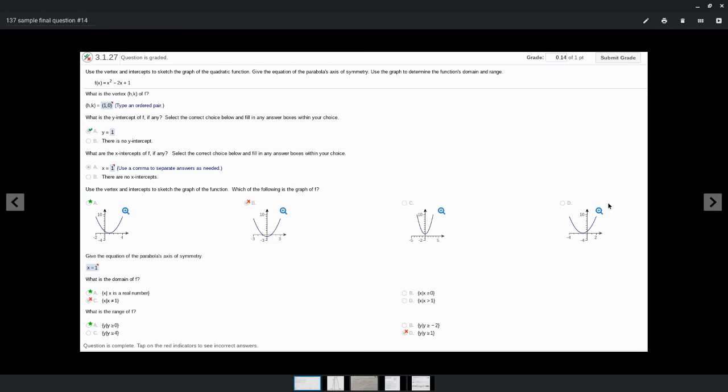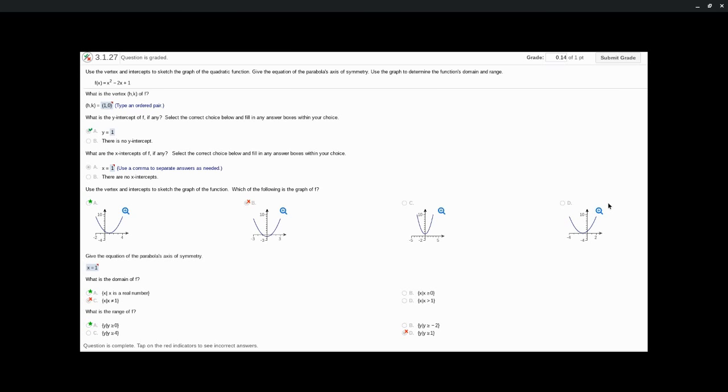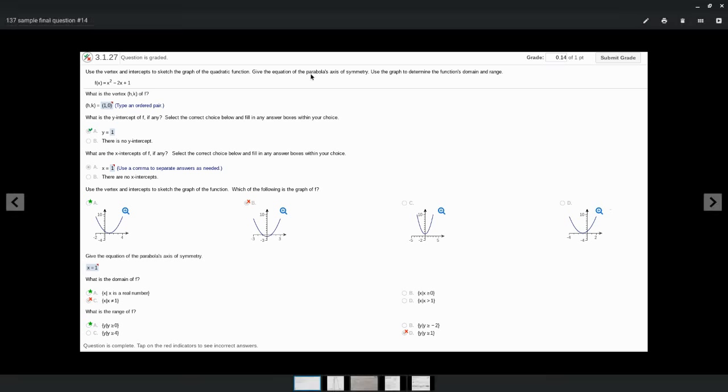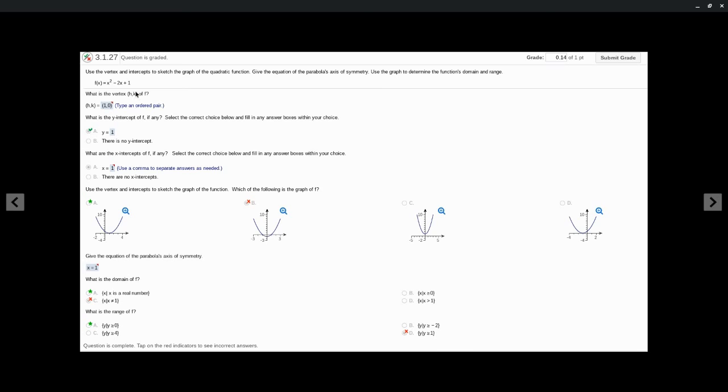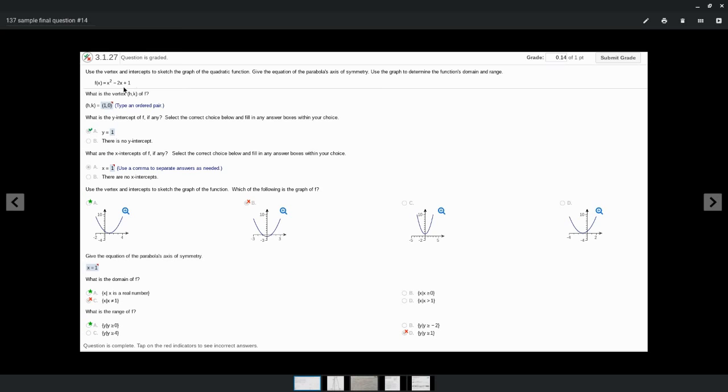Okay, so I got this question here. This is number 14 on the sample final. You're given a quadratic function, and the first question is, what is the vertex of it? And hopefully you recognize the function is given in standard form. If it was vertex form, it would be a lot easier question.